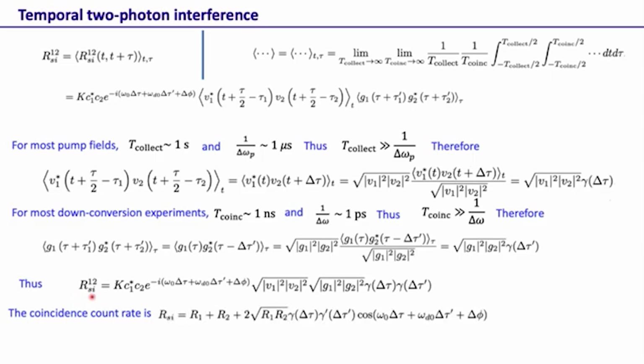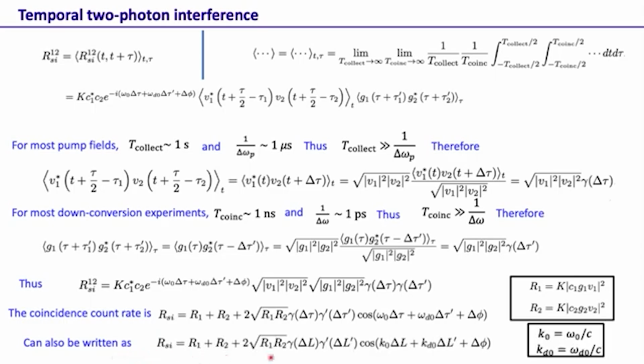So once we have this RSI 12, we can similarly calculate RSI 21, RSI 11, RSI 22, and then the total coincidence count we can write like this, where this is R1 plus R2 plus 2 R1 R2 gamma delta tau, gamma prime delta tau prime, and cosine omega naught delta tau, omega d naught delta tau prime plus delta phi. R1 here again we have combined all these quantities together, R2 we have combined all these quantities together. We can also write this in terms of delta L and delta L prime, and then it looks like this. And here we go between the magnitude of the wave vector and the frequency. So we can either use this and this.